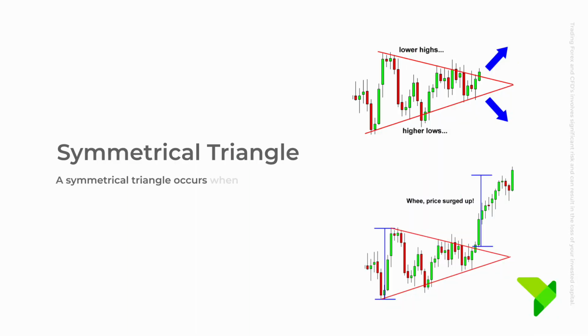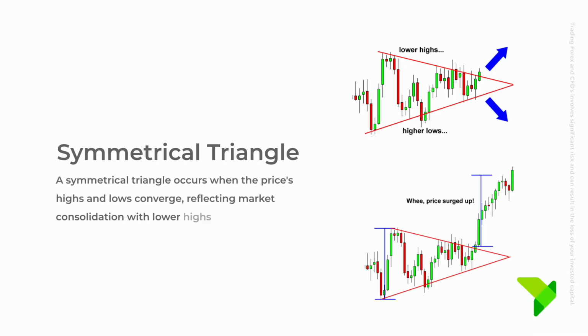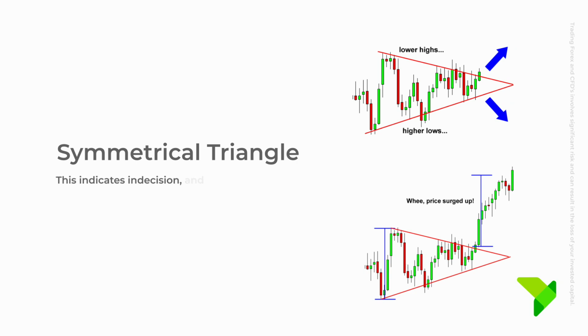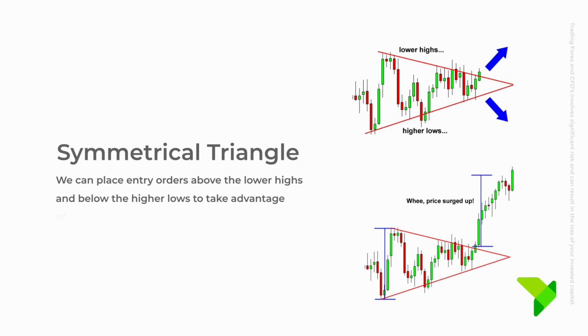A symmetrical triangle occurs when the price's highs and lows converge, reflecting market consolidation with lower highs and higher lows. This indicates indecision, and as the slopes narrow, a breakout is likely. We can place entry orders above the lower highs and below the higher lows to take advantage of the impending breakout in either direction.